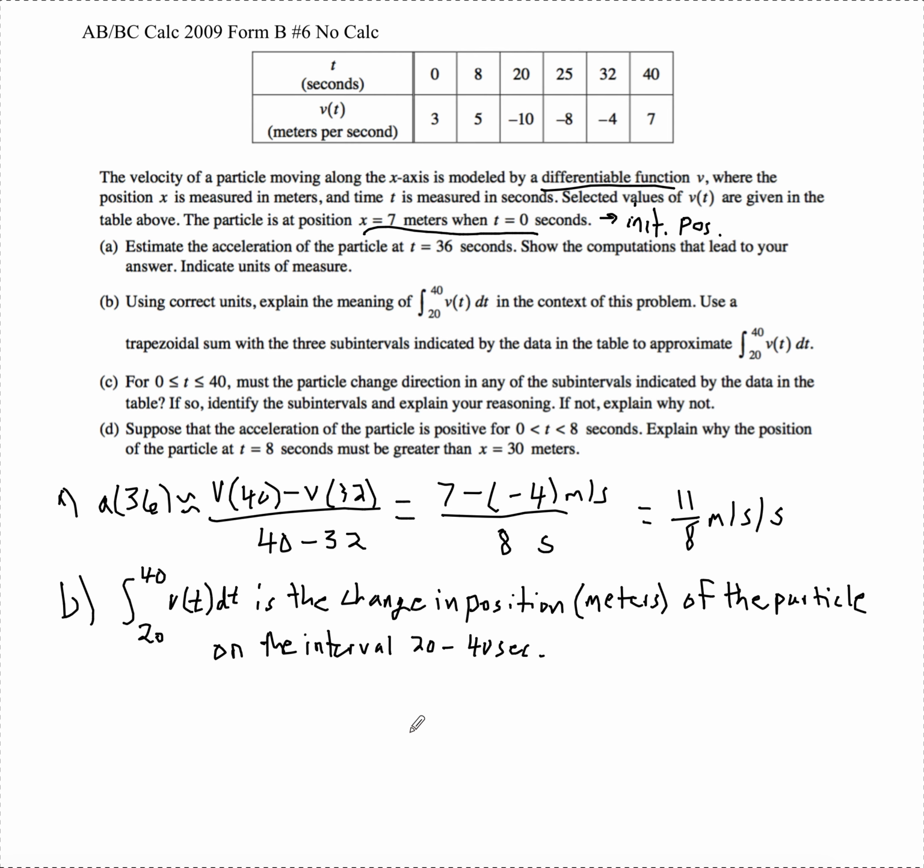So that's 1 point for the meaning, getting all that stuff. You got to get units, both units, and then what we're actually measuring, the change in position. Then it says, use a trapezoidal sum with 3 subintervals indicated by the table to approximate this integral. So we only want to go from 20 to 40. So we have 1, 2, 3. That's why I said 3 subintervals right there.